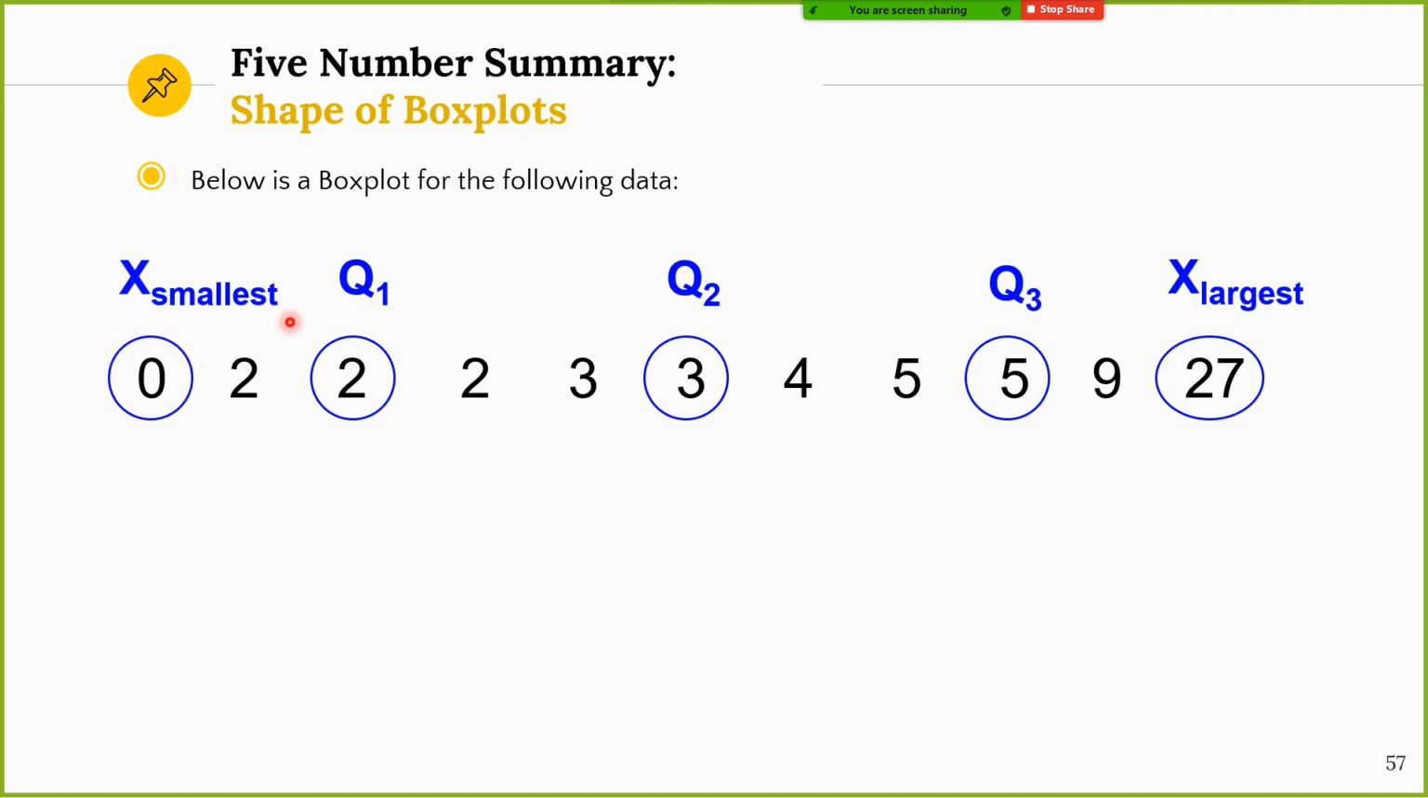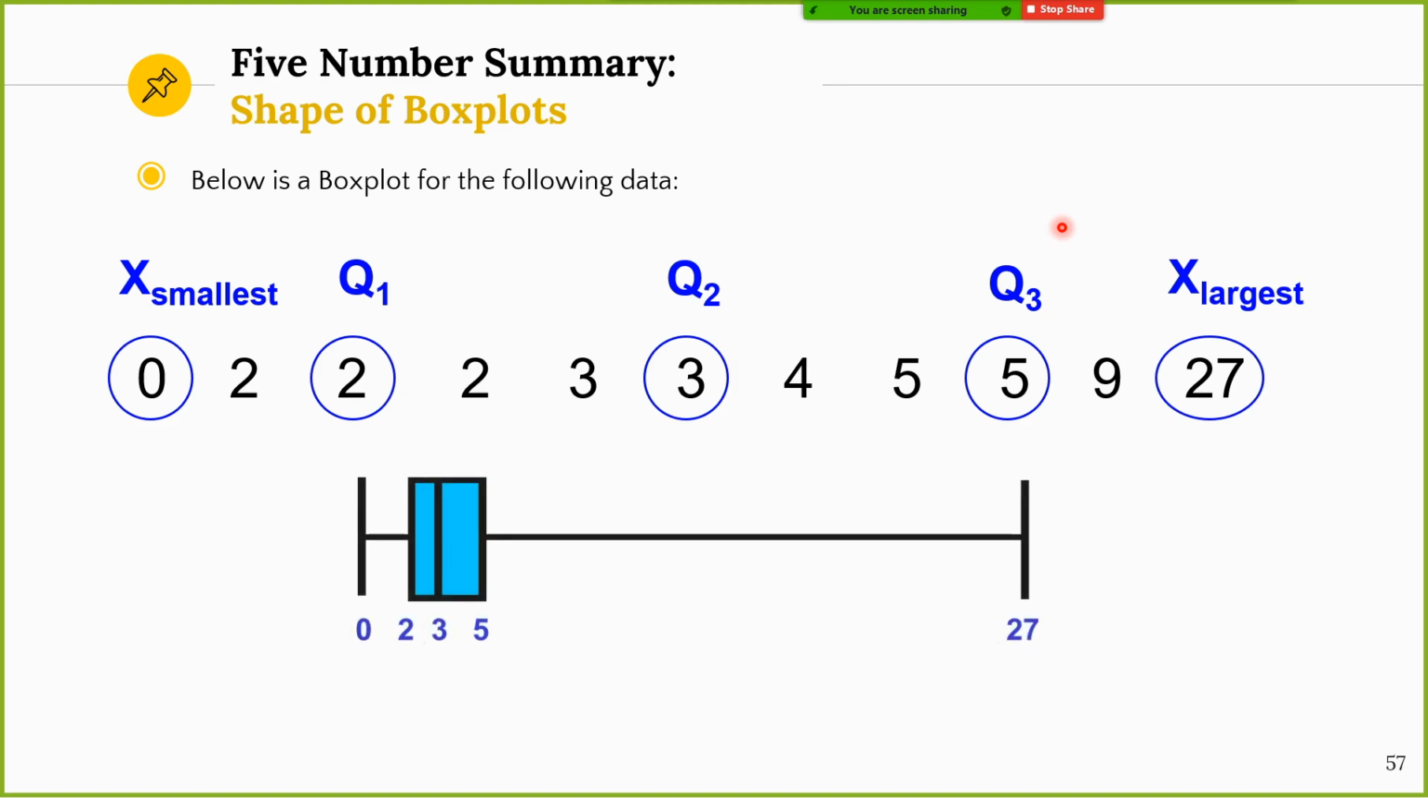You already have this one, right? So you can draw the box plot. The shape of the box plot will be like this. 0, you have 2 here, 3 as the median, and 5 as the Q3, and the next one is 27 as the largest number. So this is your IQR. You can see the largest number is too far from the IQR. Okay? Do you have any question?